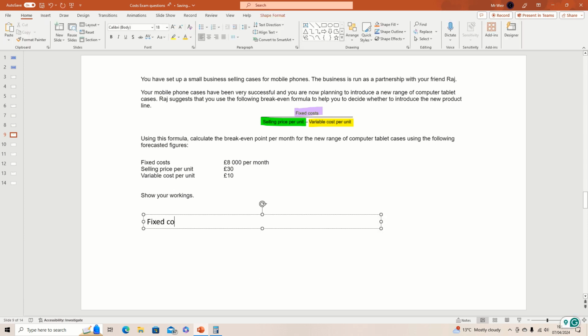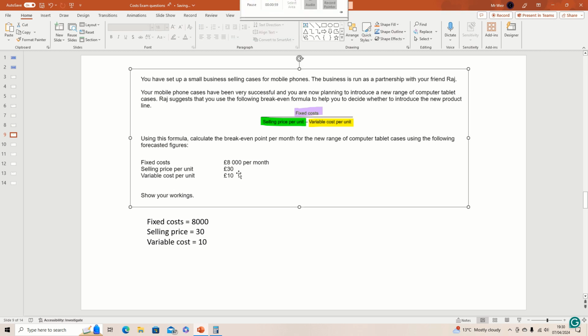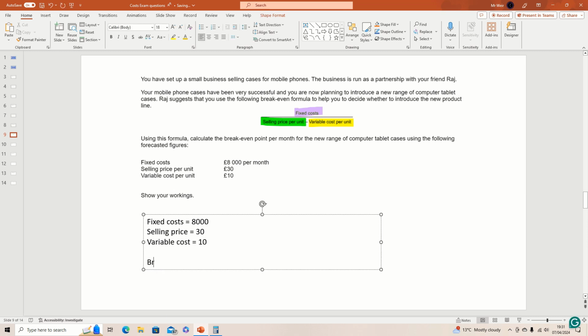Our fixed costs are 8,000. Our selling price is 30, and our variable cost is 10. So these are our values. These are the values that we're going to use and put into our formula. So break even equals 8,000 divided by 30 minus 10.